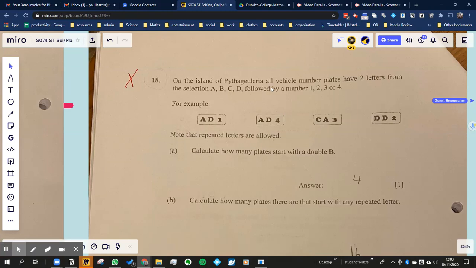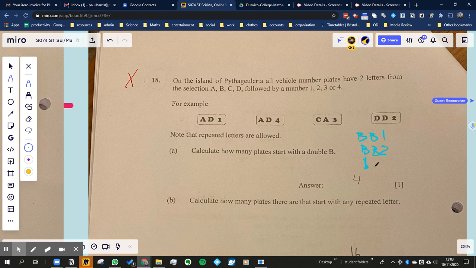So what this is saying is that they have all these different number plates, AD1, AD4, whatever, and you can only have a combination of two letters with the selection A, B, C, or D, followed by one of these four numbers. It says how many number plates start with a double B. Well, basically, you can have a BB1, BB2, BB3, or BB4. So those are the only different combinations you can have, aren't they?